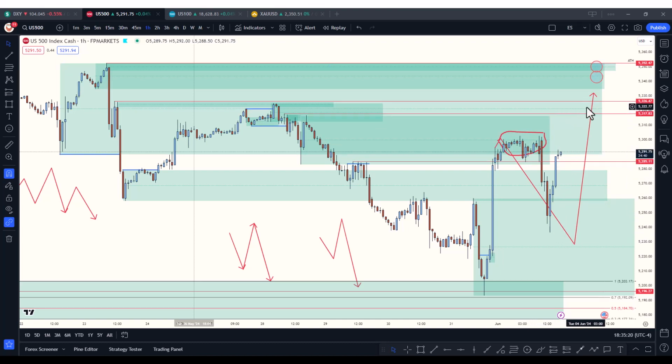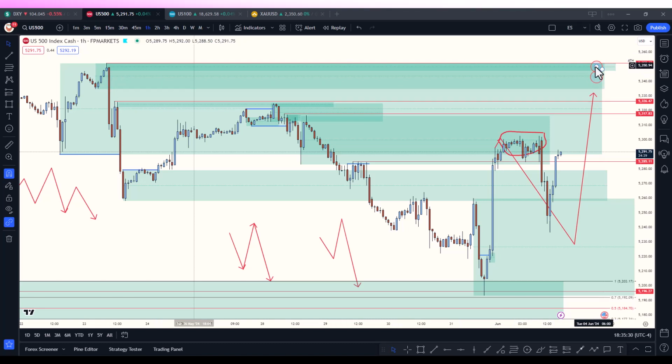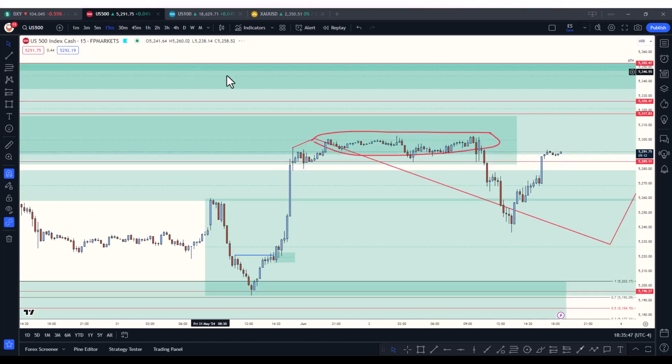And I said that this zone here is not mitigated, and I will be taking everything off here or here at the original move, or 50% of the original move, or the origin, depends how you name it. But yeah, you see here, same thing happened.